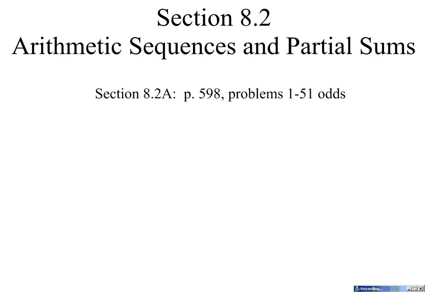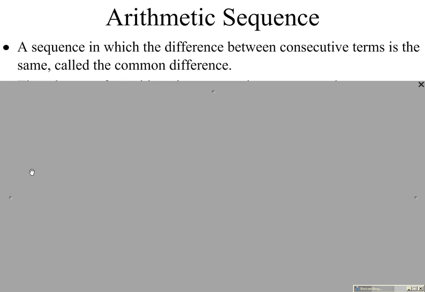Section 8.2, Arithmetic Sequences and Partial Sums. Section 8.2 focuses on a specific type of sequence now, an arithmetic sequence. What makes a sequence arithmetic is that the difference between consecutive terms is the same, and that difference is called the common difference.